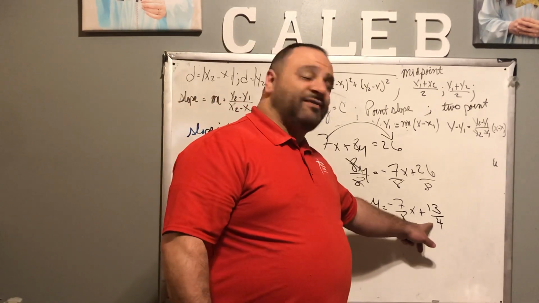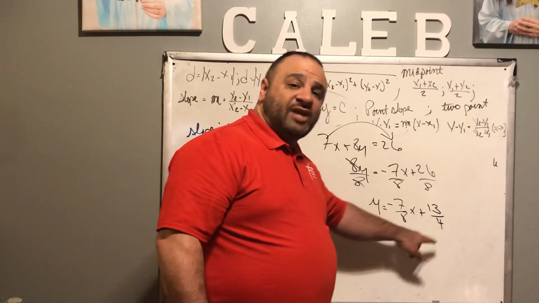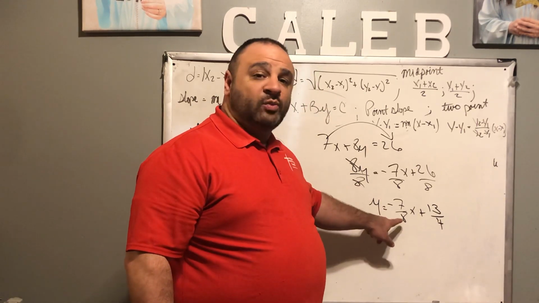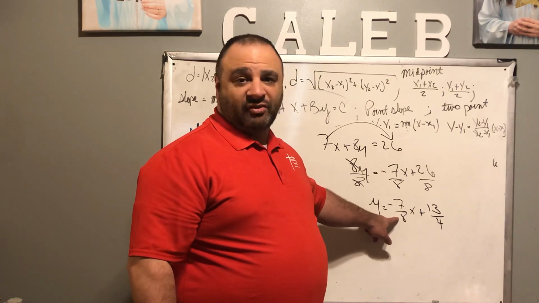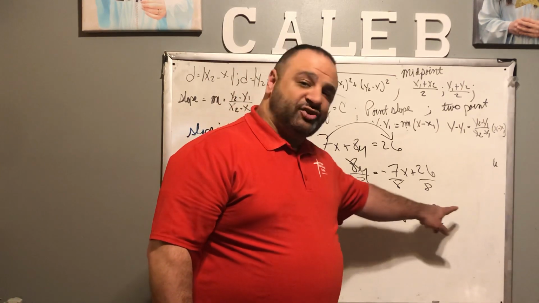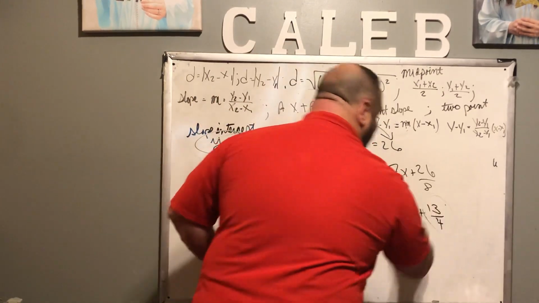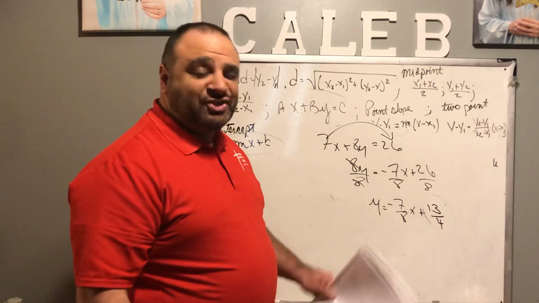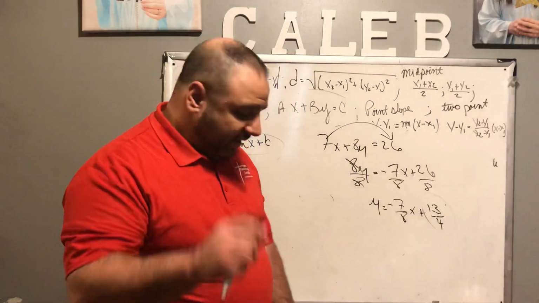So our y-intercept is 13 over 4 and our slope is negative 7 over 8, which simply means 7 units down, 8 units to the right. And that's how you would read that. So again, if you have an improper fraction and you need to graph that, change that to a mixed number, and then you find your slope from there.